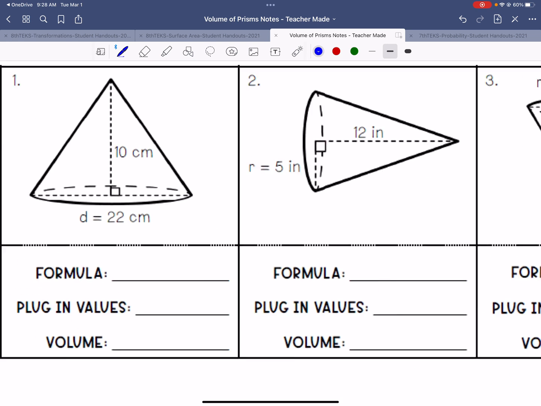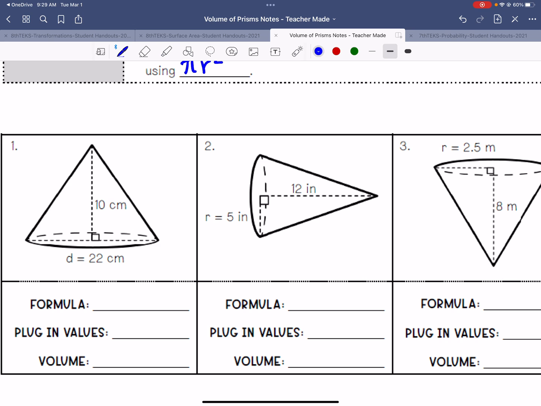Now let's actually move down here and do an example. So we have a cone. It's asking us to find the volume. First things first, we should identify our base. Okay, so this is our base. And it tells us that our base has a diameter of 22.